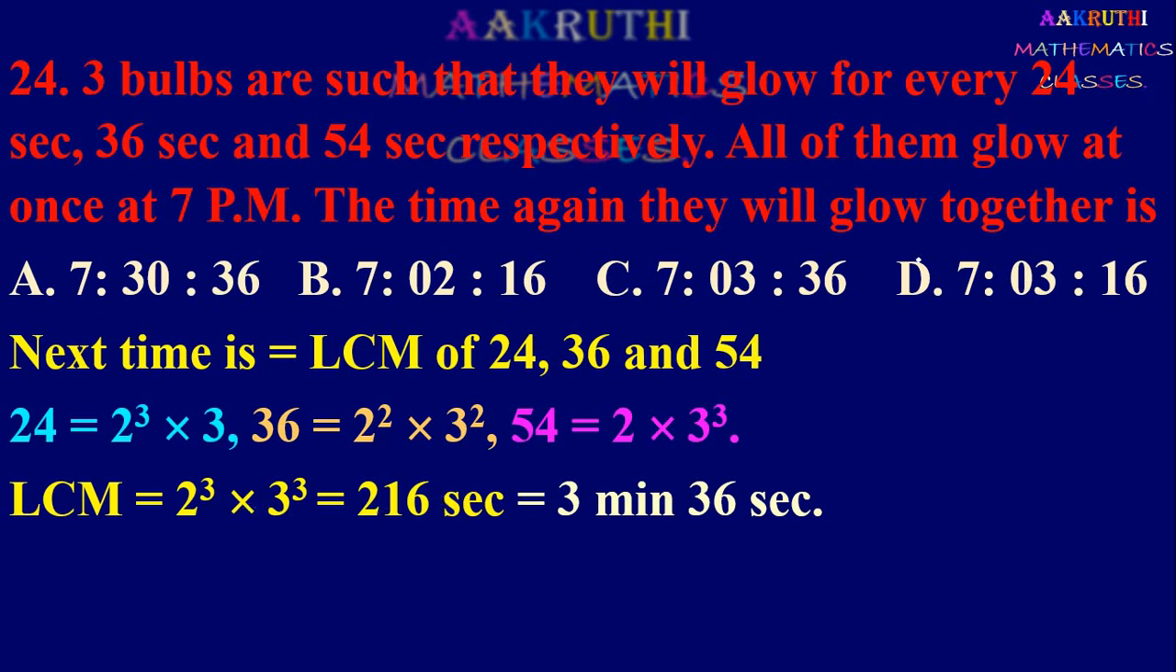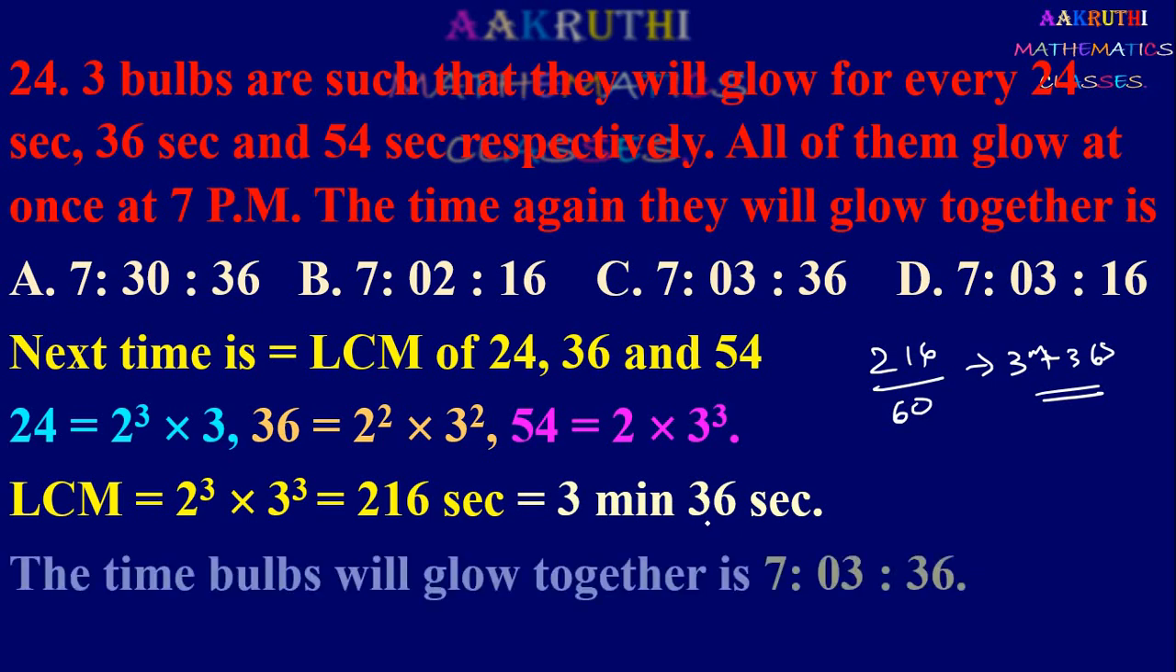That is, all the bulbs will glow together after 216 seconds, that is 3 minutes and 36 seconds. You have to divide 216 by 60. We get 3 minutes, that is 60 into 3 is 180, and the remaining is 36 seconds. So all the bulbs will glow together after 3 minutes and 36 seconds. Therefore the time is 7:03:36, which is option C. So here the correct option is option C.